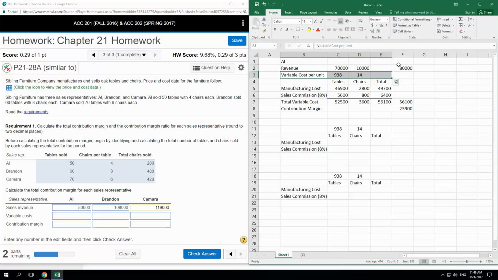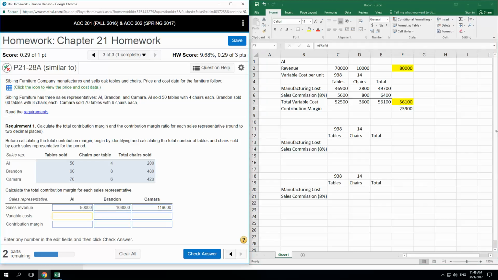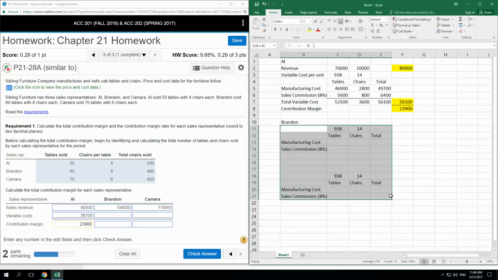So sales revenue is 80,000 for Al. Variable cost is 56,100. And the difference between 80,000 and 56,100 is 23,900. Okay, and we'll go through the other two. So let me do Brandon here. Line him up, and slide these down.